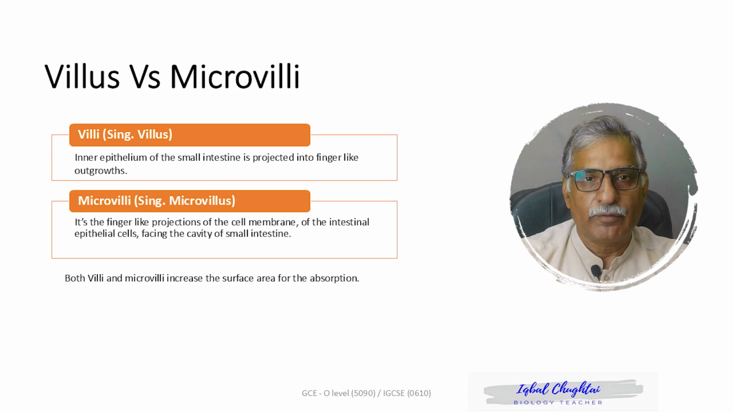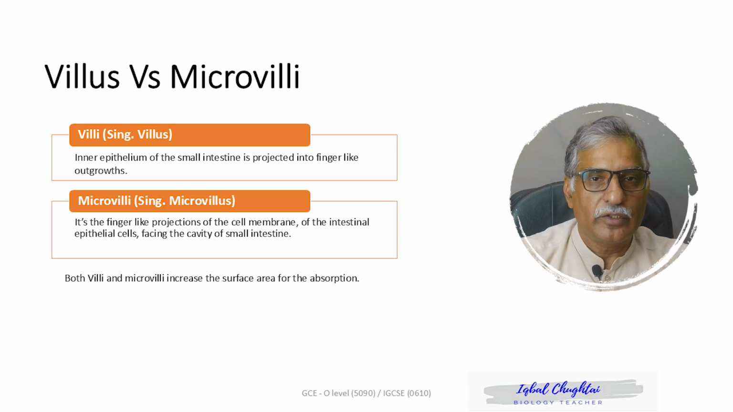Villi are the finger-like projections of the inner wall of the small intestine. Villi are the finger-like outgrowths or projections of the inner epithelium of the small intestine. Whereas the cells that are making the inner epithelium of the small intestine also have one of their membranes, facing the cavity of the small intestine, projected into finger-like outgrowths. So finger-like outgrowths of the cell membranes of these cells are known as microvilli, and the finger-like outgrowths of the tissue, that is the inner epithelium, are known as villi. Both these villi and microvilli increase the surface area for absorption.